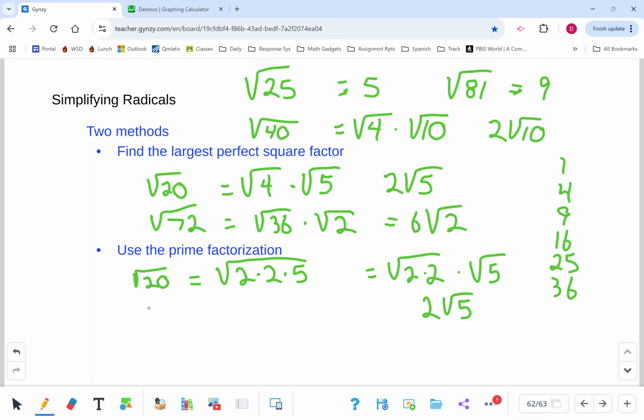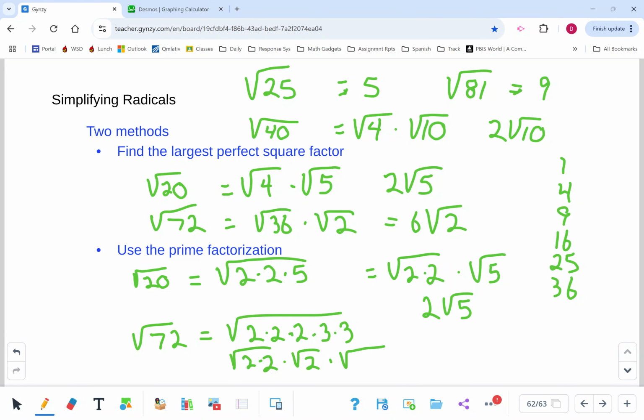Okay, 72, its prime factorization. 72 could be written as 2 times 2 times 2 times 3 times 3. And in just a second, we'll get to how we can generate this list. So here's what I'm looking at. Here's a pair of 2's, right? Okay, that square root of 2 times 2 could be written separately. Here's a square root 2 that's by itself, and here's a pair of 3's. Okay, so I'm going to look at this and say that is going to simplify down to 2.